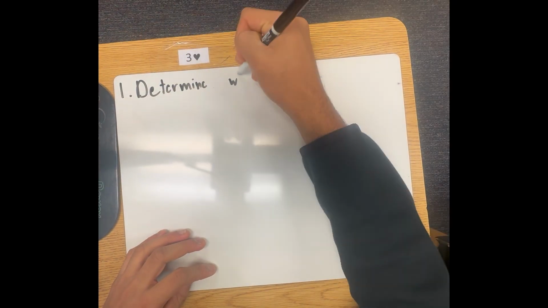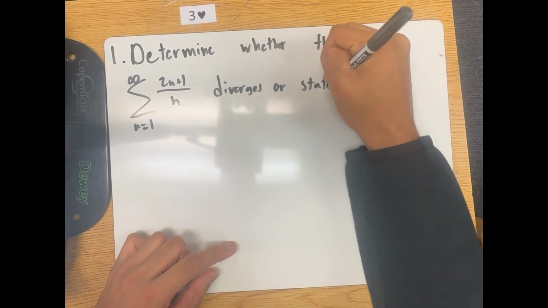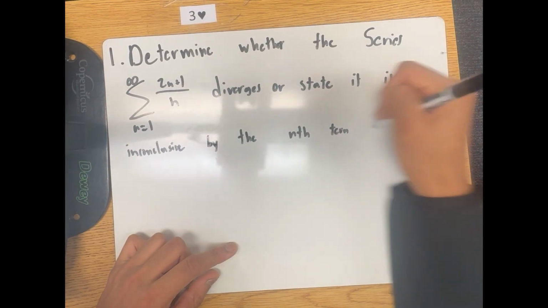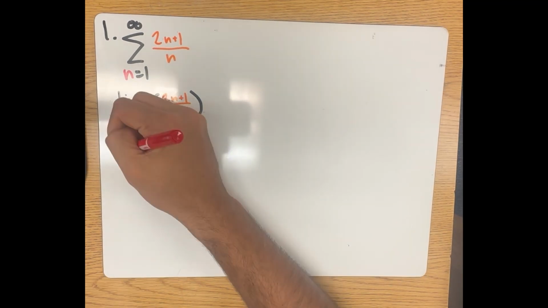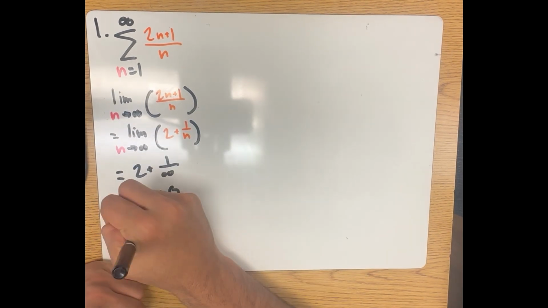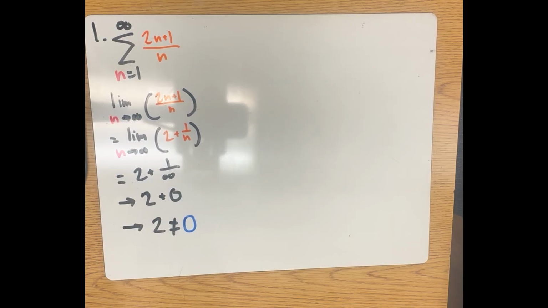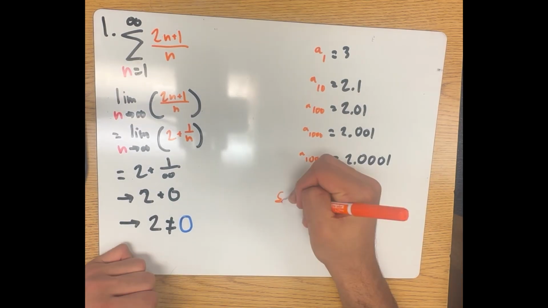Example number 1. We are asked to determine whether the series diverges or state that the n-term test is inconclusive for the sum from n equals 1 to infinity of (2n plus 1) over n. So we begin by taking the limit as n approaches infinity of (2n plus 1) over n, and to simplify, we get that the limit approaches 2, which is not equal to 0.